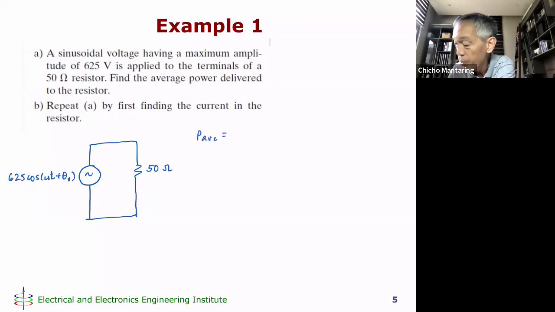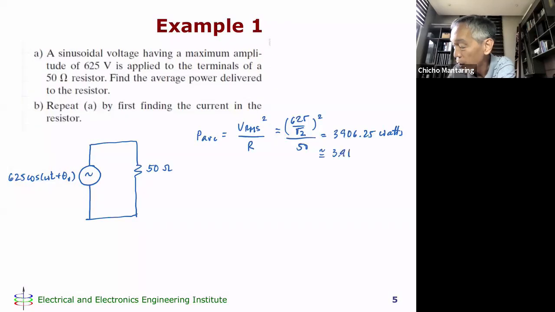Your P average would be the RMS value of your voltage squared, VRMS squared over R. But what is VRMS? This is 625 over the square root of 2. That is VRMS. So you square this, divide by 50, and the answer you'll come out with is 3906.25 watts, which is approximately equal to 3.91 kilowatts. So tama yung 3.91 kilowatts.